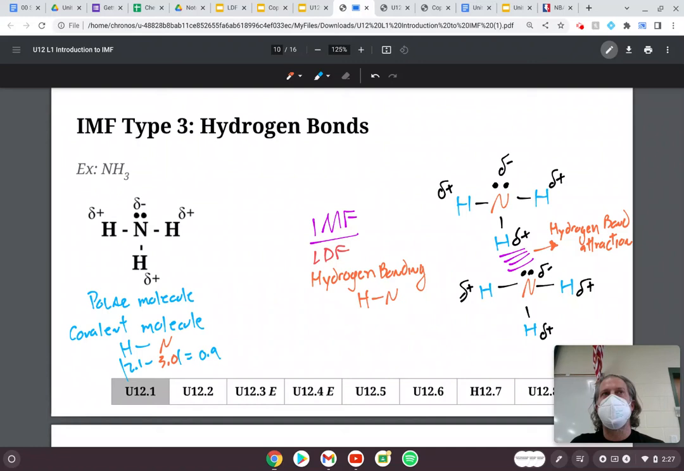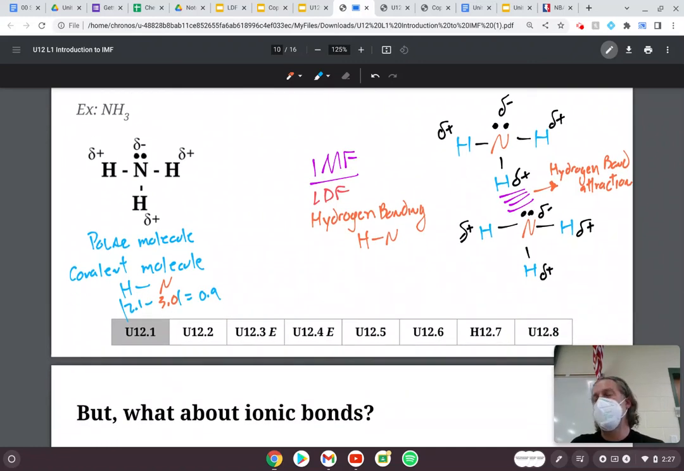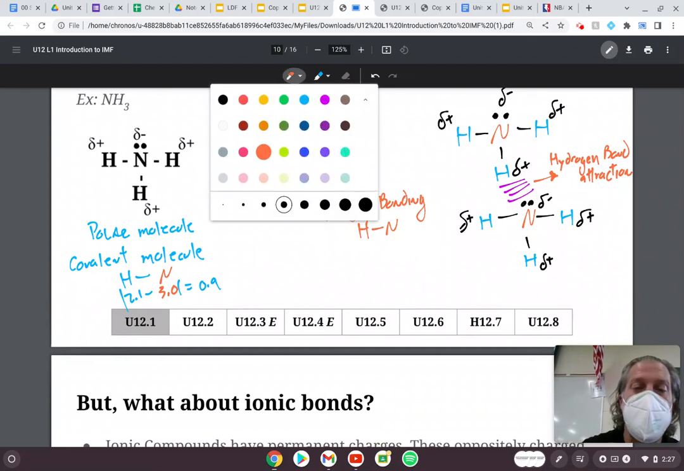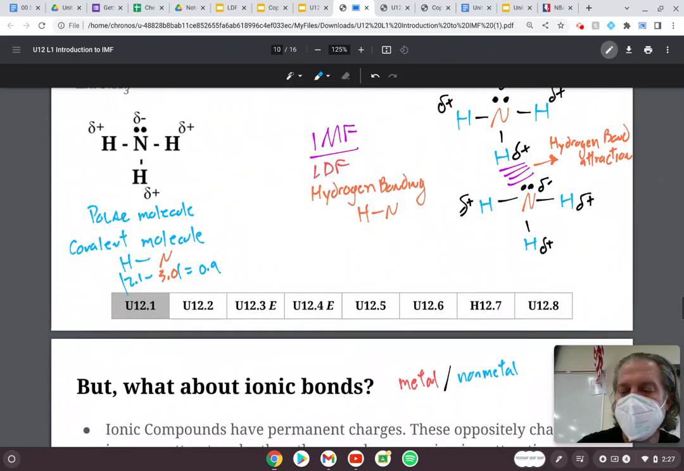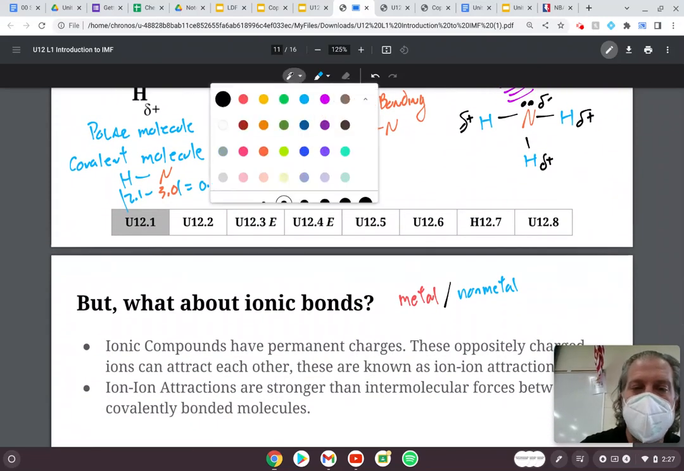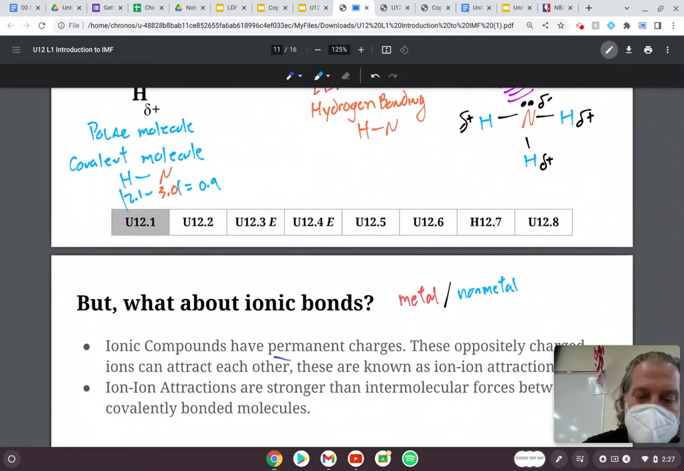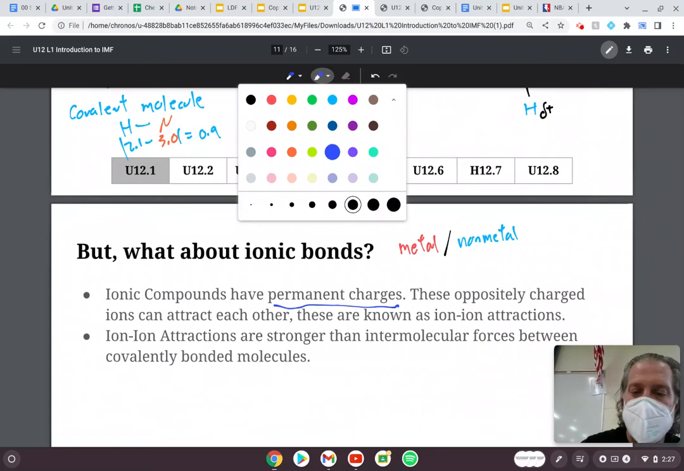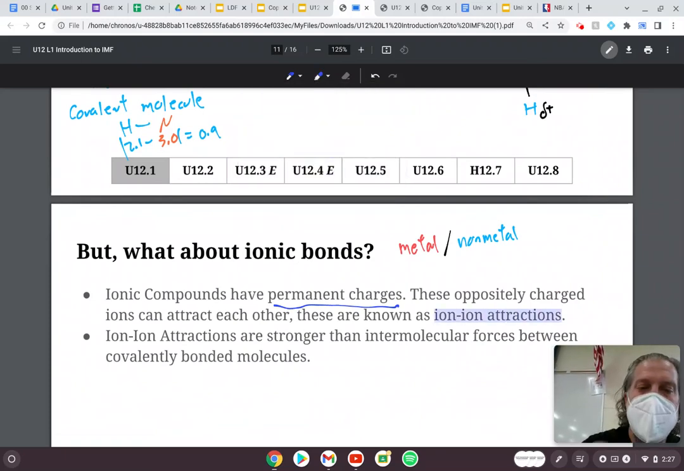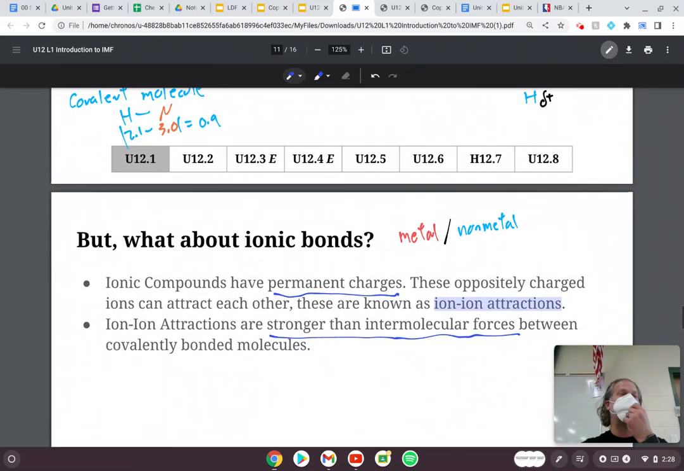Now, ionic bonds. We mentioned them a little bit earlier, and as you may recall, ionic bonds occur between a metal and a nonmetal. And the interesting thing about ionic bonds is they have those permanent charges, and those permanent charges are really what we would refer to as ion-ion attractions. Ion-ion attractions are stronger than intermolecular forces of attraction between covalently bonded molecules.